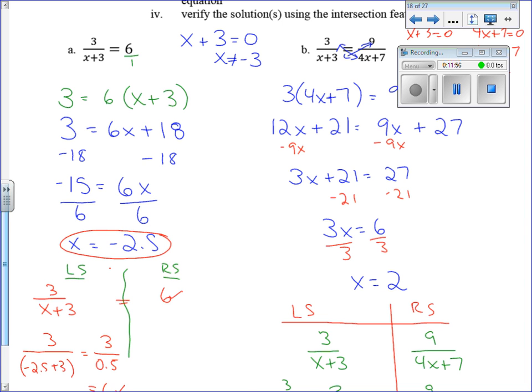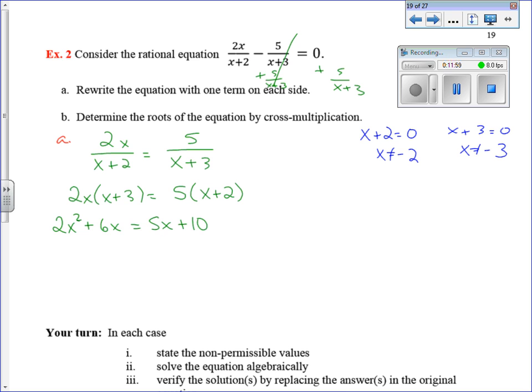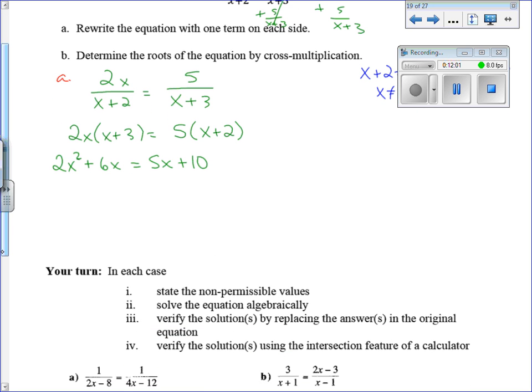The one that we just did, we have an x squared term. So when we have an x squared term, we have a degree 2 variable. We need to get everything onto one side and have it equal 0, and then we're going to factor to solve. We're going to factor a trinomial. So this is going to become 2x squared, but 6x minus 5x, that gives me x, and then minus 10.